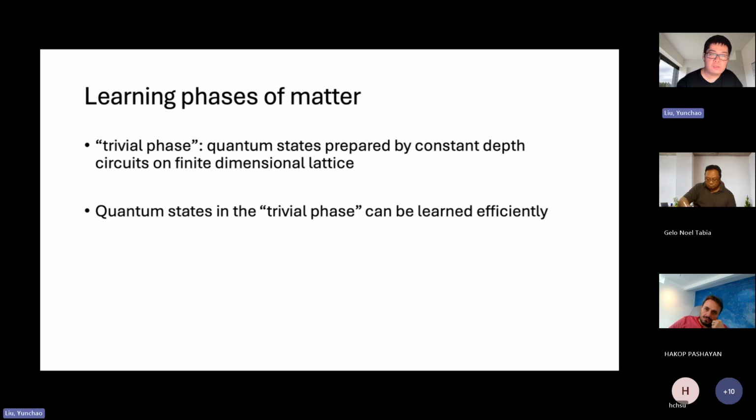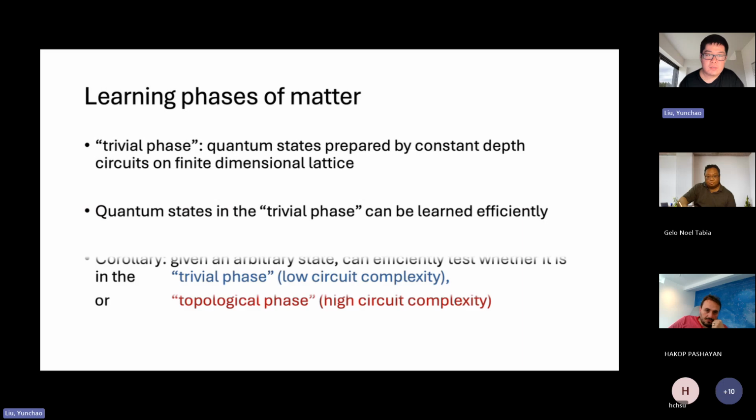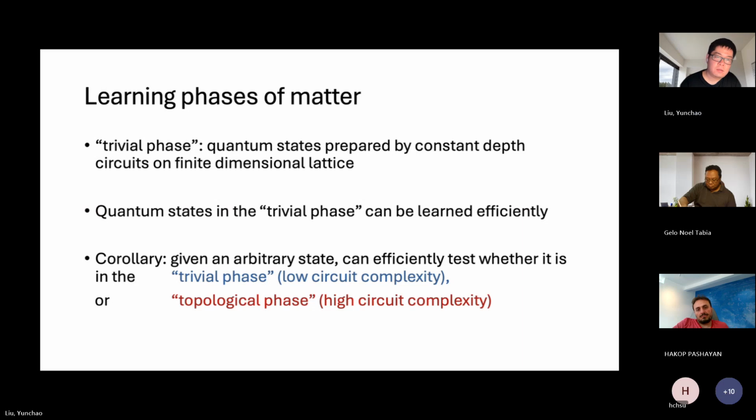We can also turn this learning algorithm into a testing algorithm. So the corollary is that for an arbitrary state, we can efficiently test whether it is in the trivial phase, meaning it has low circuit complexity, or it is in the topological phase, meaning it has high circuit complexity. So our learning algorithm is also an efficient way to test quantum circuit complexity.